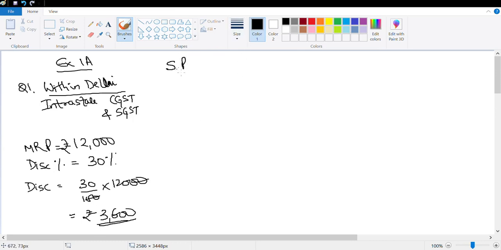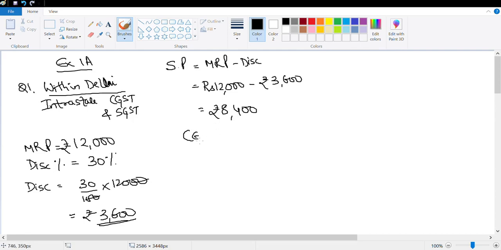What is the selling price? Selling price is the discounted price. So selling price will be MRP minus discount. So originally it was priced at 12,000 rupees, but the person who was selling it ended up giving a discount of rupees 3,600. So this will be equal to 8,400. Next part, CGST. So CGST is equal to what? And there is a second part which is SGST is equal to what? And IGST is equal to what?